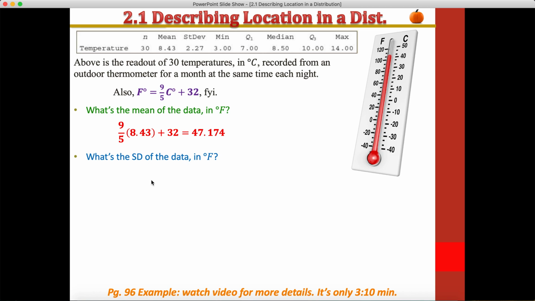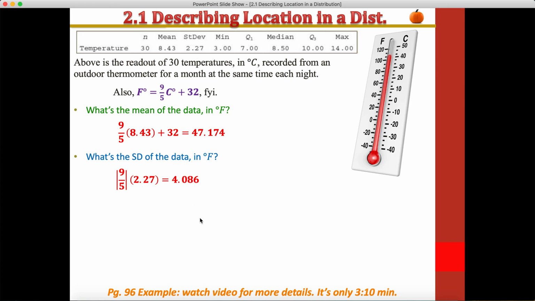The standard deviation. This is going to trip some people up. Whether they watch this video or not, I bet this is still going to fool some people. With the standard deviation, if I take the 2.27, why can't I do exactly the same thing here? Why can't I plug it in, multiply by 9/5, and add 32? Well, doing so would be half right, but I shouldn't be doing one of those things. I should only be multiplying by 9/5. Why don't I add 32 to this? Why doesn't the standard deviation increase by 32 as well?